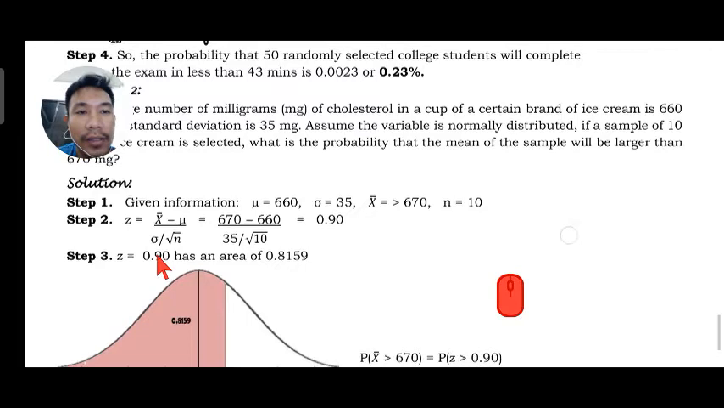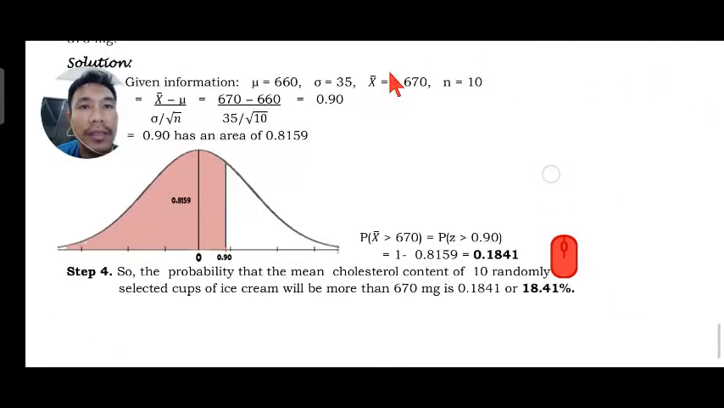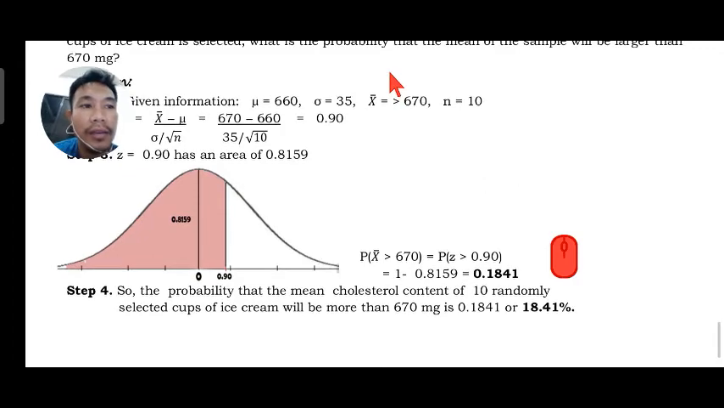So step number 3, let us find the area under 0.90. Okay, the area under 0.90. So this one, area under here. But this area here, to the left, is not our probability. Because ang ating hinahanap ay ang dito sa itaas. Because our problem stated: what is the probability that the mean of the sample will be larger than 670?